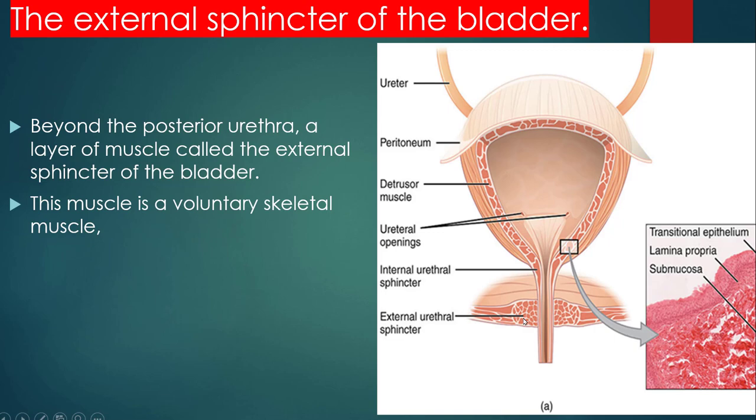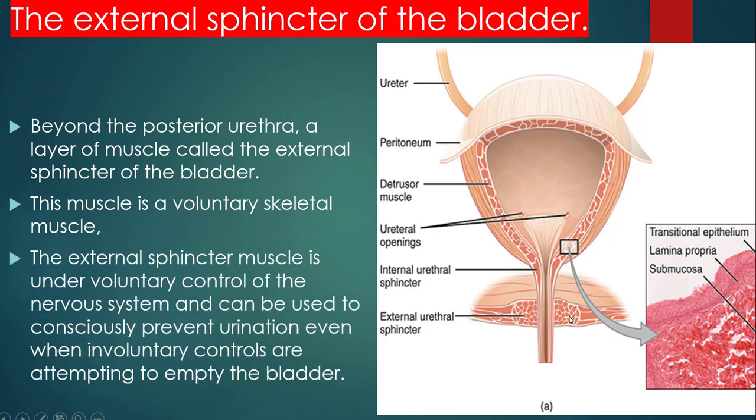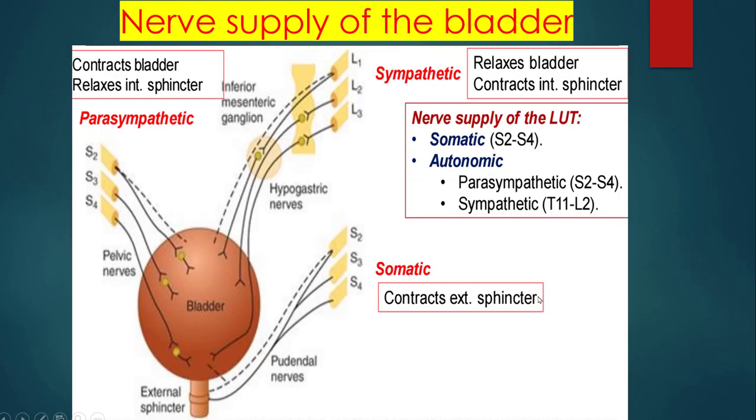The external sphincter muscle is under voluntary control of the nervous system and can be used to consciously prevent urination, even when involuntary control attempts to empty the bladder. Nerve supply of the bladder.